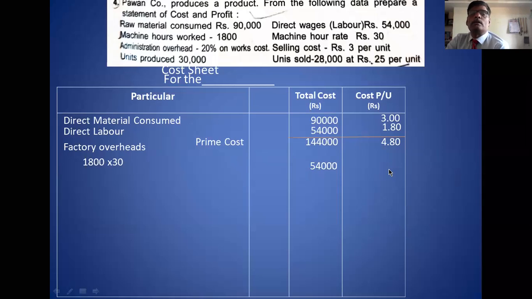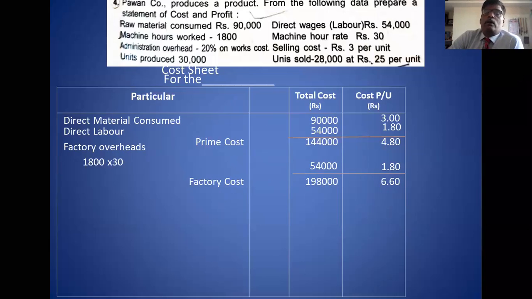Divide by number of units. Number of units produced is 30,000. Divide by 30,000, it is 1.80. Then take the total. 1,98,000 is the total, cost per unit is 6.60. This is called as factory cost.